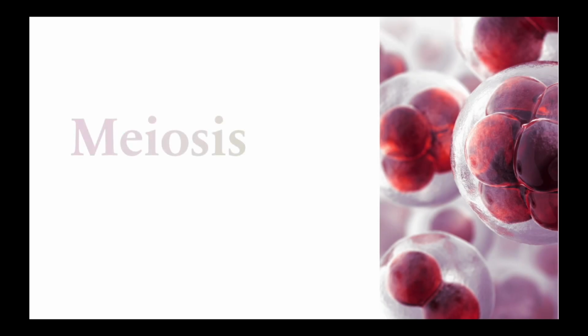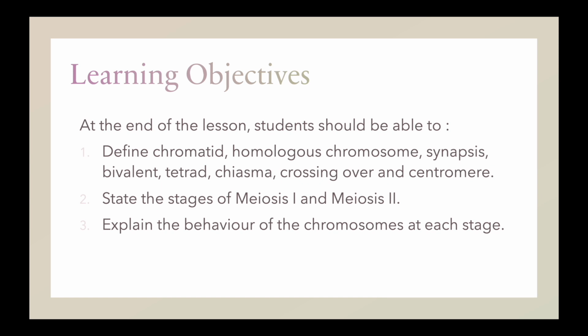Hi guys! Now let's learn about meiosis. These are the learning objectives that you need to complete at the end of this lesson. At the end of the lesson, students should be able to define chromatid, homologous chromosome, synapsis, bivalent, tetrad, chiasma, crossing over, and centromere. Besides that, students also need to be able to state the stages of meiosis I and meiosis II. Lastly, students need to be able to explain the behavior of the chromosomes at each stage.